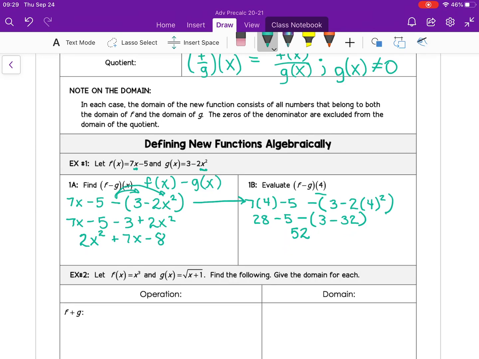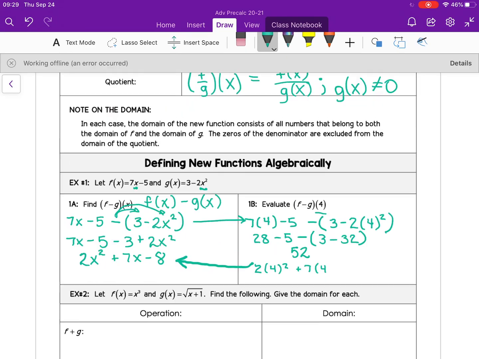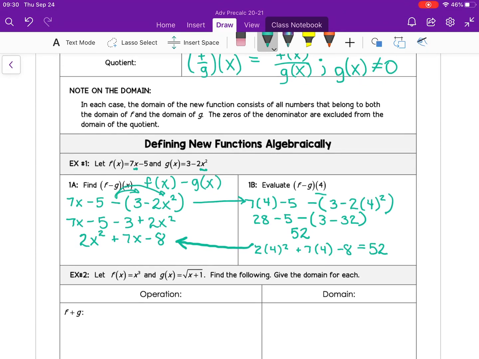So 28 minus 5 minus 3 plus 32 if I use the distributive property. Now also notice that if I use the function I was given here and plugged in 4 there, so 2 times 4 squared plus 7 times 4 minus 8, I also get 52. Okay, so that is why that works, and either way is appropriate. If you want to combine it in terms of x and then plug in the number, that's cool. Or if you just want to plug in the number from the start, that also works. Okay.